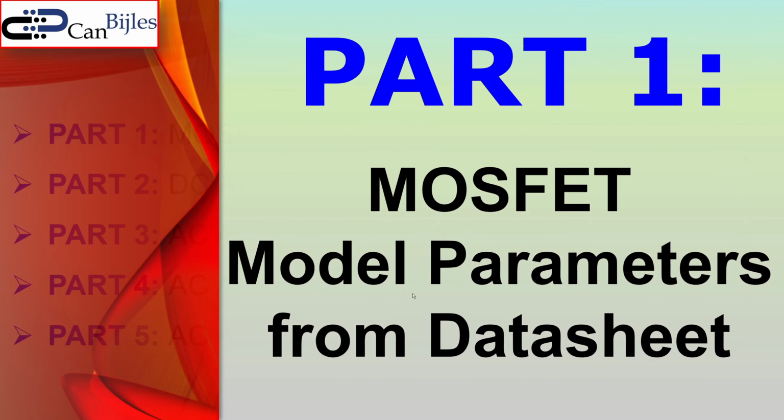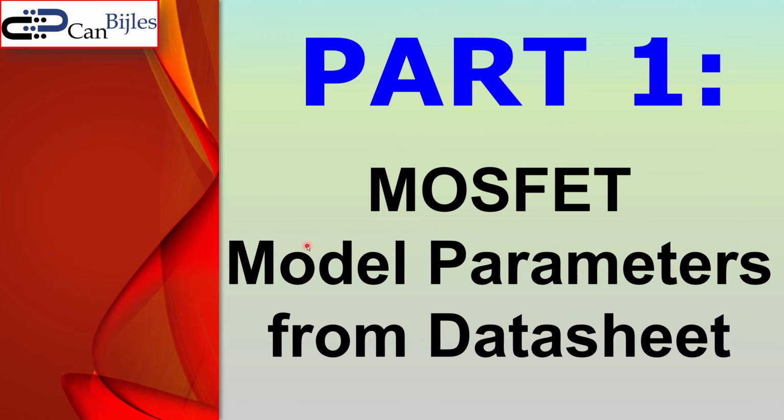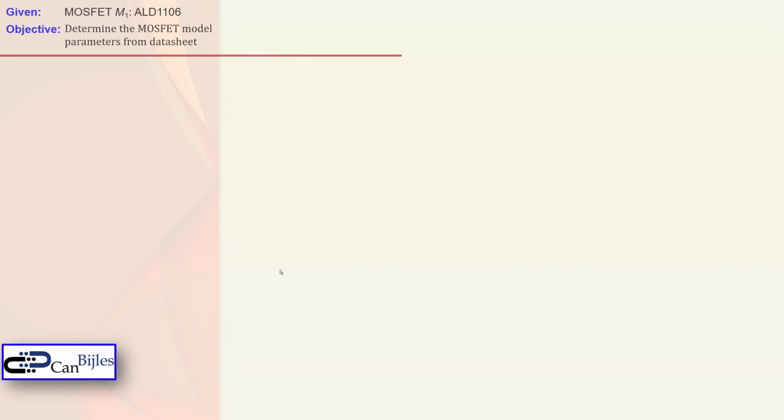Alright, so in part 1 we now discuss the MOSFET model parameters from the datasheet. The MOSFET M1 is given here, which is the actual ALD1106, so you can find this on the internet. We will use a datasheet to determine the model parameters of the MOSFET. In this case, we will specifically discuss the threshold voltage and how we can determine that, the conduction parameter Kn, and also the channel length modulation lambda.